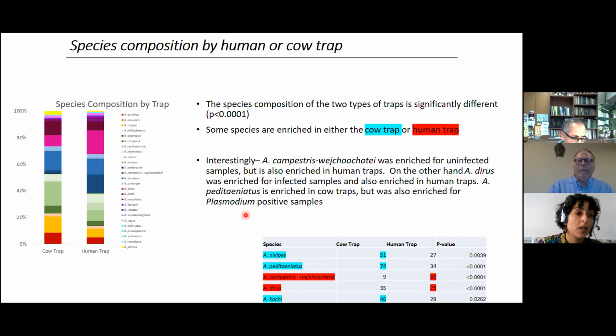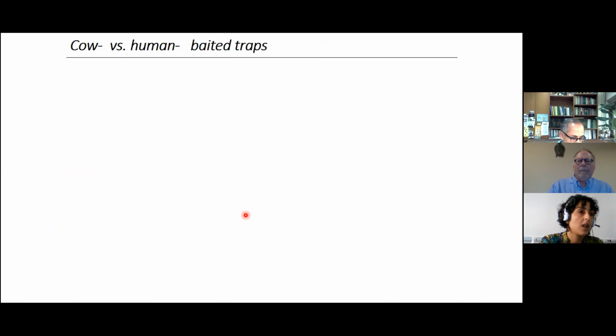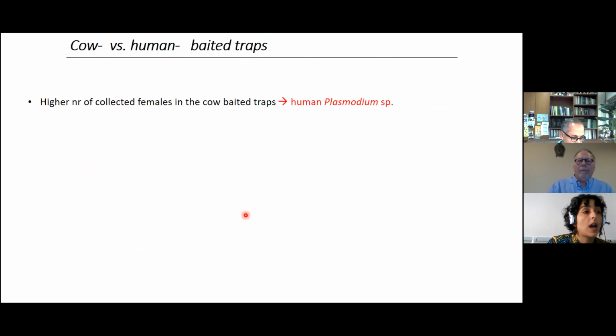And interestingly, Anopheles peditenatatus was enriched in cow traps. We got more of it in the cow traps, but it was also enriched in Plasmodium positive samples. So despite being zoophilic and collected mainly in cow-baited traps, it bites humans and gets human malaria parasites from time to time. So overall, what we can say from these collections is that, as expected, we have a higher number of collected females in the cow-baited traps, but they are also found in the human baited traps, and most importantly, they are carrying human malaria parasites. So they are probably a good representation of the parasites circulating in an area.